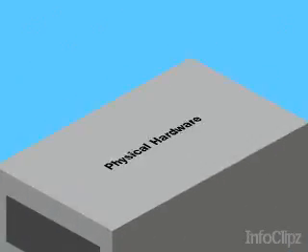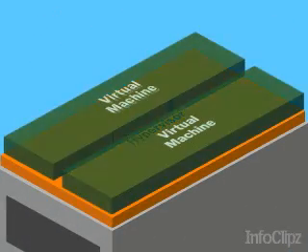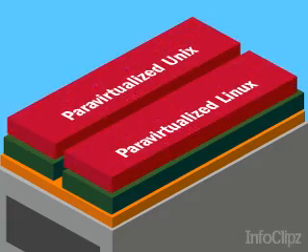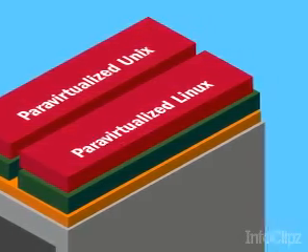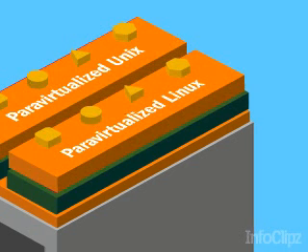A second method is to run each virtual machine on a version of an operating system that has been specially modified to cooperate with the hypervisor. This technique is known as para-virtualization, and it offers a considerable performance improvement.